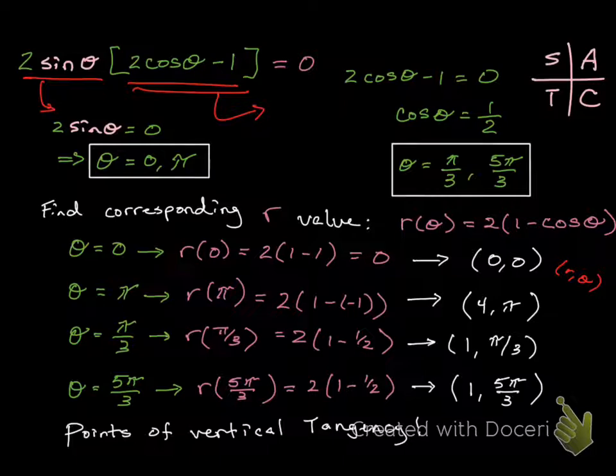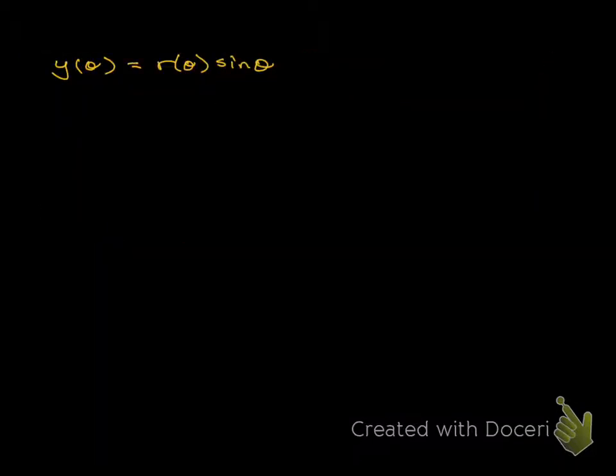And I'll plot them in just a bit, but first I'm going to go through and find where my tangent lines would be horizontal instead of vertical. So again, vertical, we did dx d theta. Horizontal, we'll do dy d theta. We have to remember that y is equal to r sine theta for our polar coordinate conversion, right? So r sine theta, we know that r is 2 times 1 minus cosine theta.